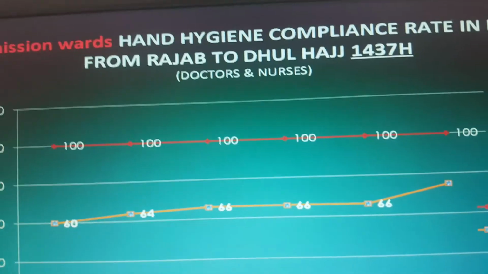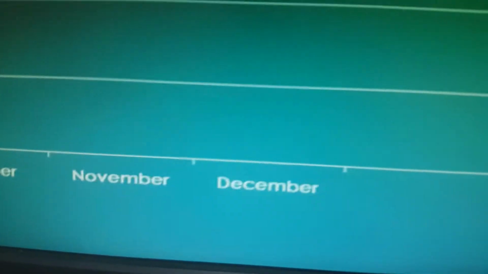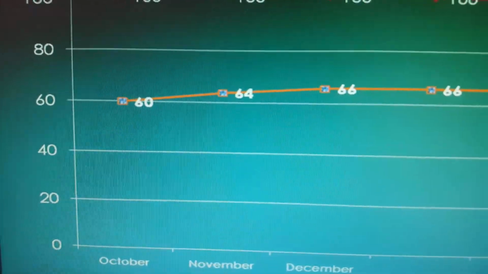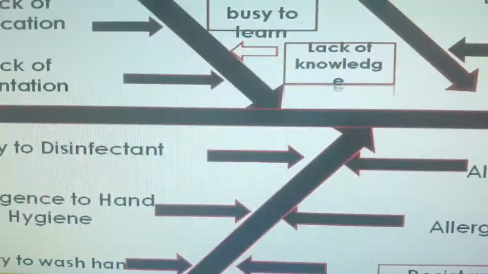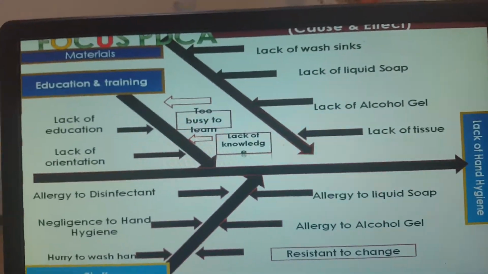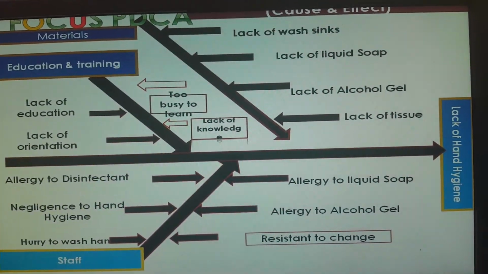So in October 2016, November 2016, and December, we monitored and found our compliance rate was 60, 64, and 66. This is the latest, so we have to improve. This is the fishbone. We have to check what the problems are for the compliance of hand hygiene.